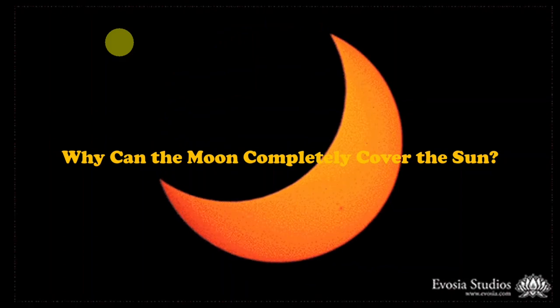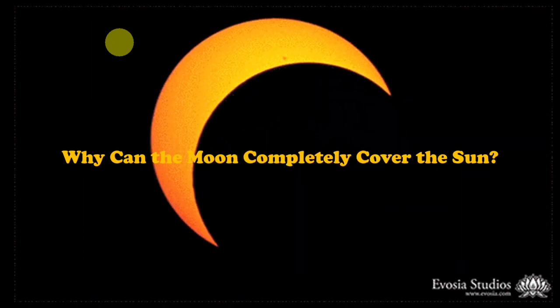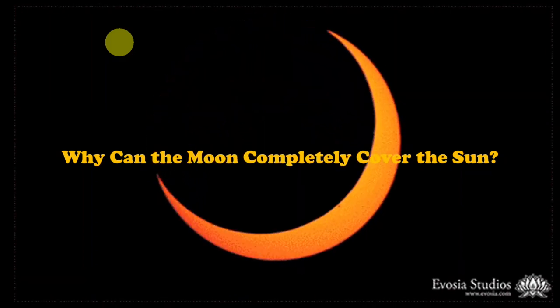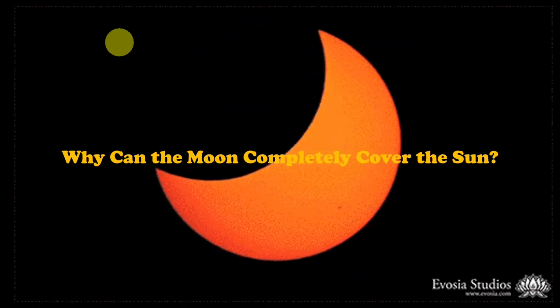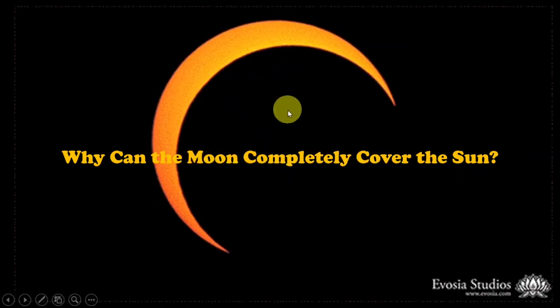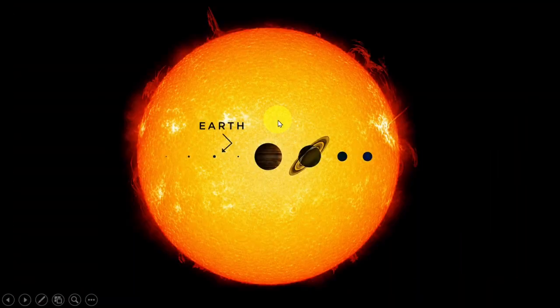So now, another topic I want to talk about is very important. Why can the moon completely cover the sun? Look at this picture here. The reason I raise this question is that if you look at the size of the solar system, the planets relative to the sun are incomparable. Look at Jupiter and Saturn and these gas giants and ice giants. Look at how small they are compared to the sun.